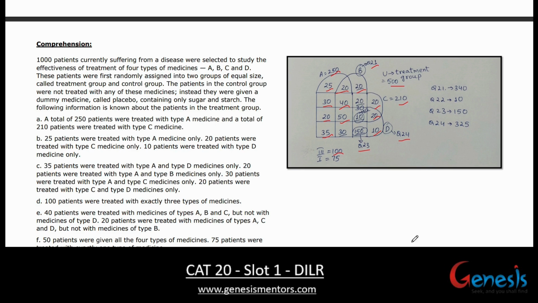Right, now let's start. This total is 250, total A. So we'll get the value of this, right? So this will be 35, 50, 85, 90, 110, 130, 40, 170, 50, 220. So this remaining will be 30. Right, next, this total C is 210. So this 50 plus 90, 140, plus this 40, 180. So this combined is 30 as of now.